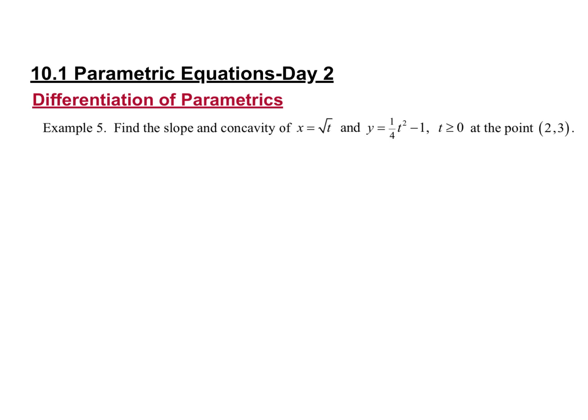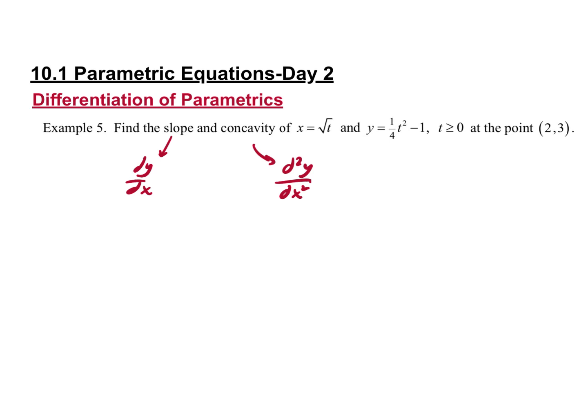So again, when we're talking about slope, we're talking about the first derivative. When we're talking about concavity, we're talking about the second derivative. So this problem really boils down to finding the first derivative and the second derivative, but at that specific point (2, 3). What we need to know is what t is at that point, and if we know that, then we can find the derivative and the second derivative. Okay, so here's how this is going to go.